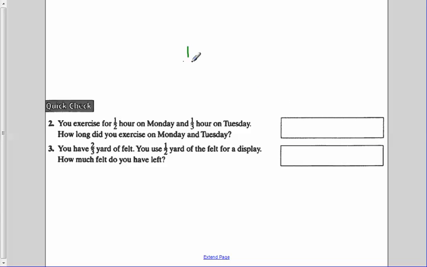So we have 1/2 plus 1/3. Well, my common denominator between 2 and 3 is 6. So I'm going to multiply 2 times 3 to get 6. So I do that to my numerator. 1 times 3 is 3. 3 times 2 is 6. So I do the same to my numerator here. 1 times 2 is 2. Now I can add 3 and 2 and I get 5, and I keep my denominator as 6. So she has exercised 5/6 of an hour.